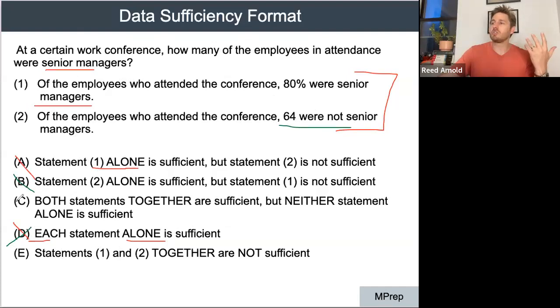And in this case, the 2 together are sufficient, but not alone. Because if I know 80% were senior managers and 64 were not, I have enough information to figure out how many were. I don't actually need to do it, though.